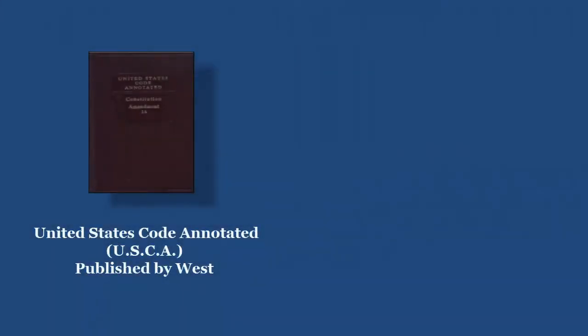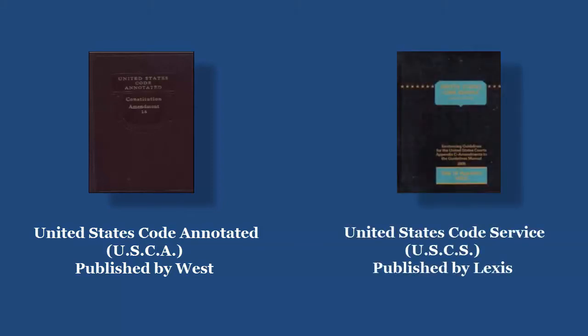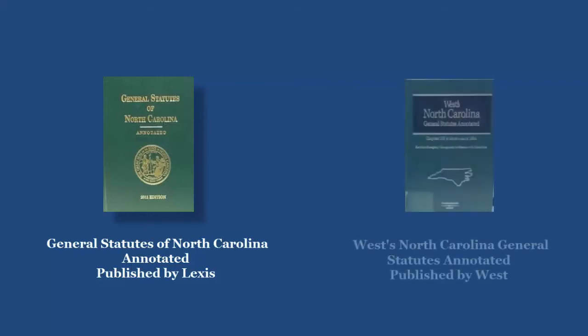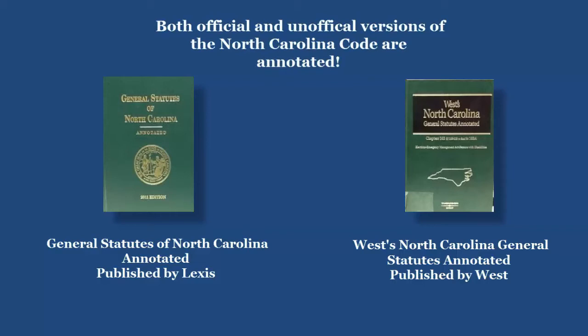The two unofficial United States codes are the United States Code Annotated, published by Thomson West, and United States Code Service, published by Lexis. In North Carolina, both the official General Statutes of North Carolina Annotated and the unofficial code, West's North Carolina General Statutes Annotated, both contain research references, interpretive case law citations, and other helpful research materials.